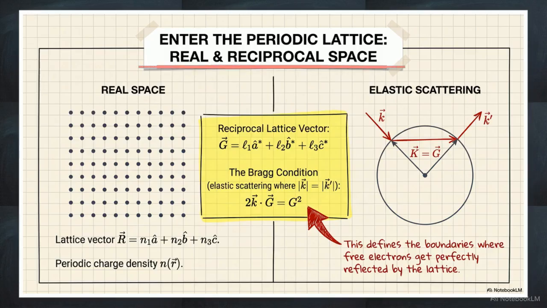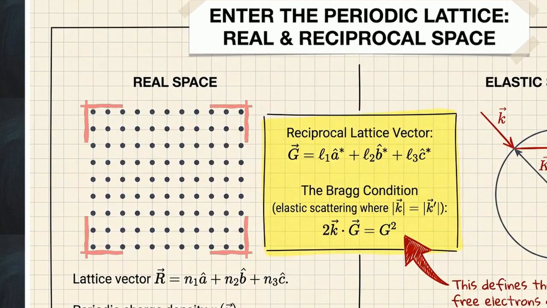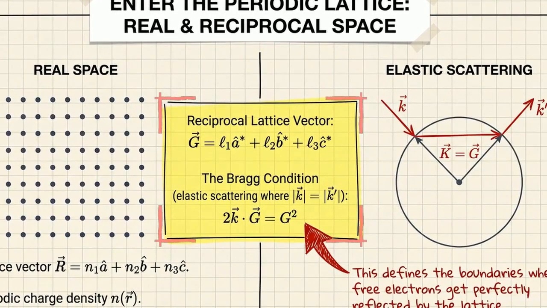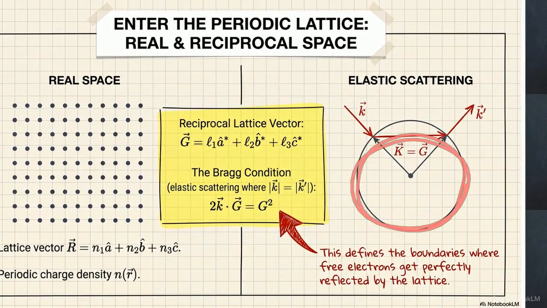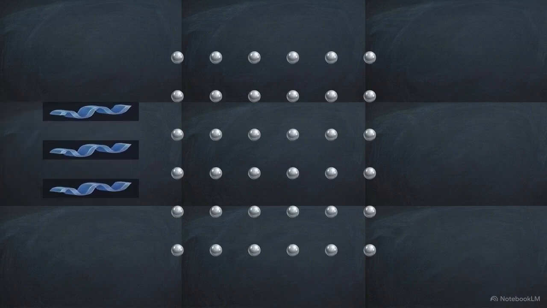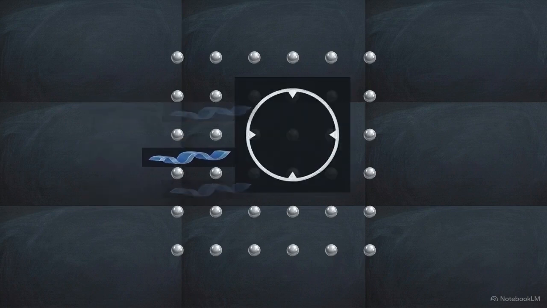This side-by-side comparison shows how we map that physical environment. On the left, actual physical atoms are arranged in real space. On the right, physicists translate that grid into reciprocal space, defining an exact elastic scattering circle, dictating where wave collisions happen. Because electrons possess wave-like properties, they diffract through this atomic grid. The Bragg condition defines the exact momentum boundaries wherein an electron wave will stop passing through the empty space and instead perfectly reflect off the atomic structure.